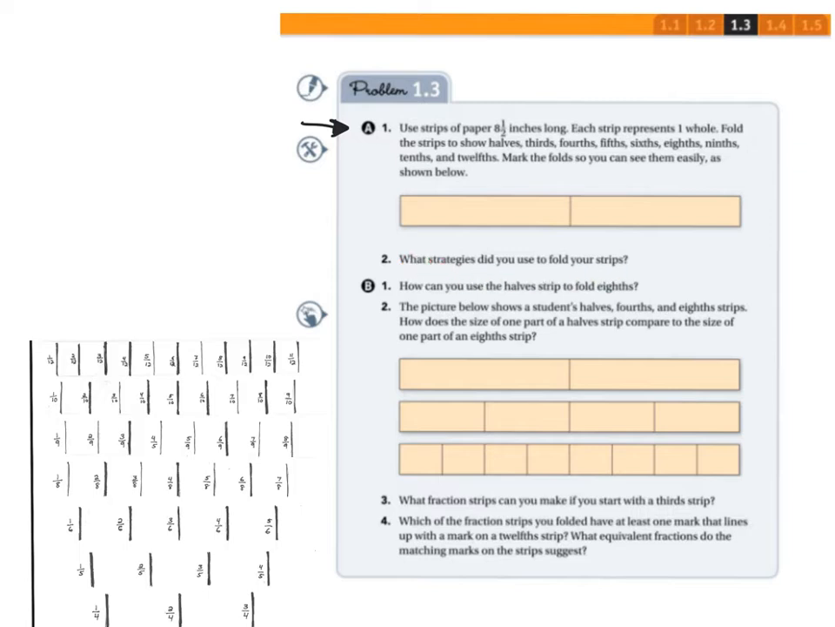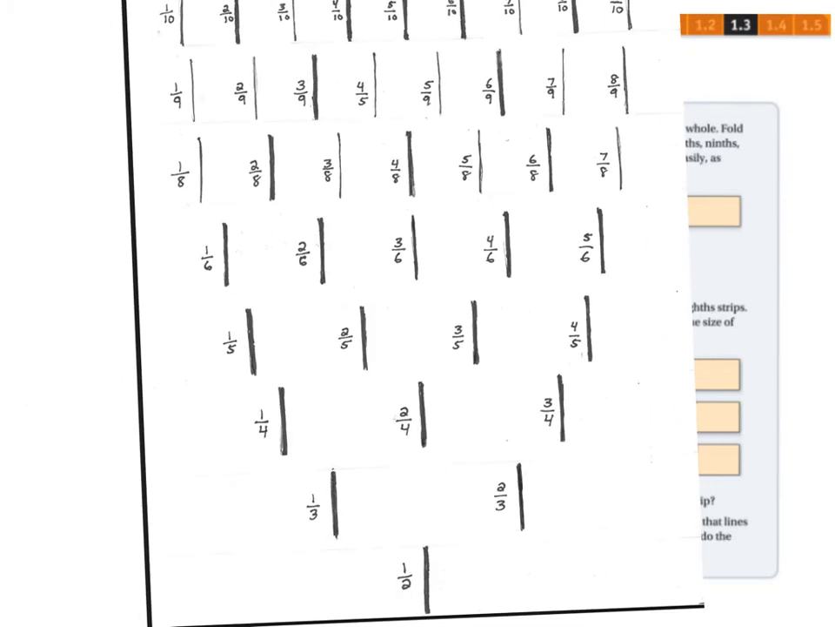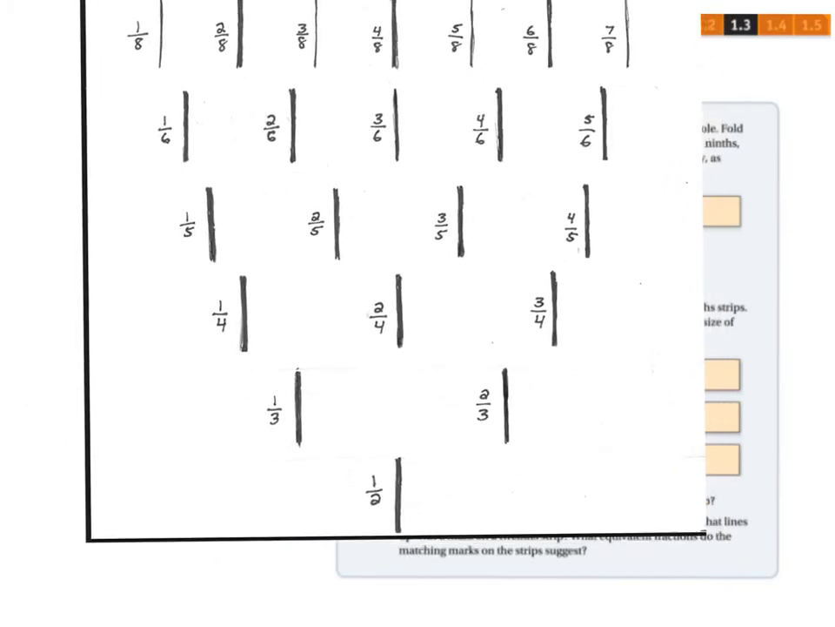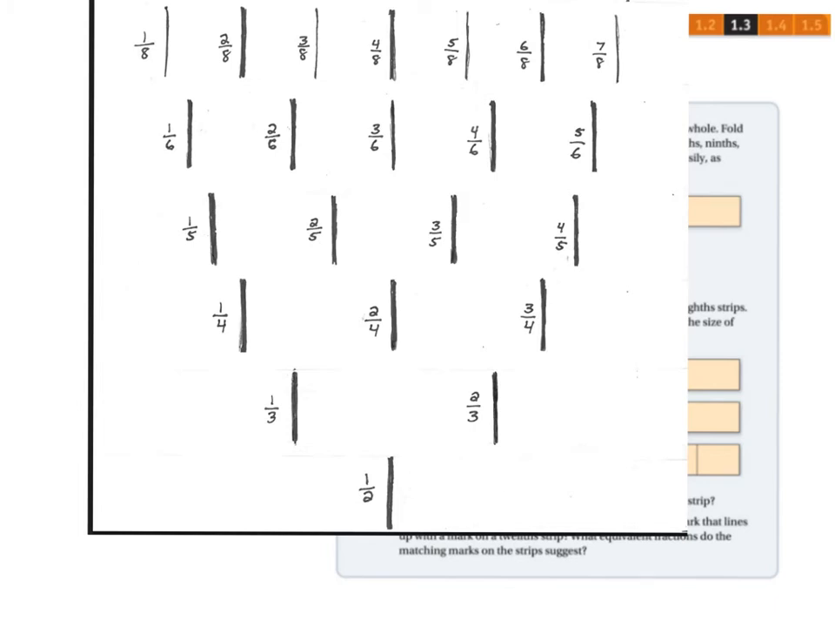What strategies did you use to fold your strips? Well, you didn't use the strategies. I did that for you to save time. How can you use the half strip to fold eighths? If you look at your strip, we're looking at B1, how can you use your half strip to fold the eighths? Let's find the half strip. The half strip is right here. So it's just cut in half or folded in half. How can we use this to fold the eighths?